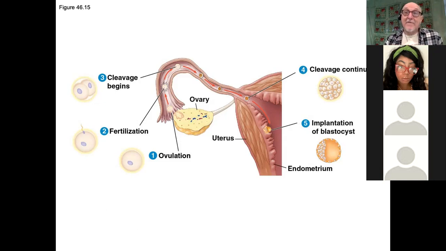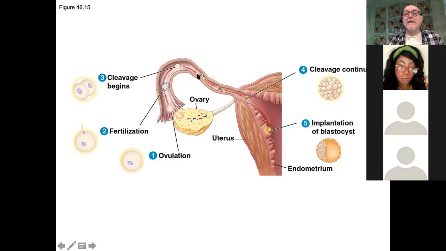That fertilization usually takes place high up in the fallopian tubes. So the sperm have to make their way all the way up into the upper reaches of the fallopian tube for fertilization to take place. It can take place lower down, but it usually takes place up here. The walls of the fallopian tube are ciliated. So this is ciliated epithelium, and the cilia waft the egg down towards the uterus.